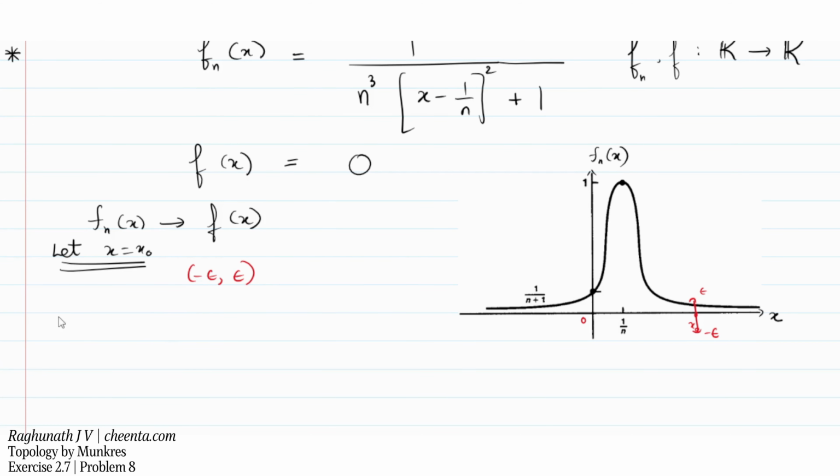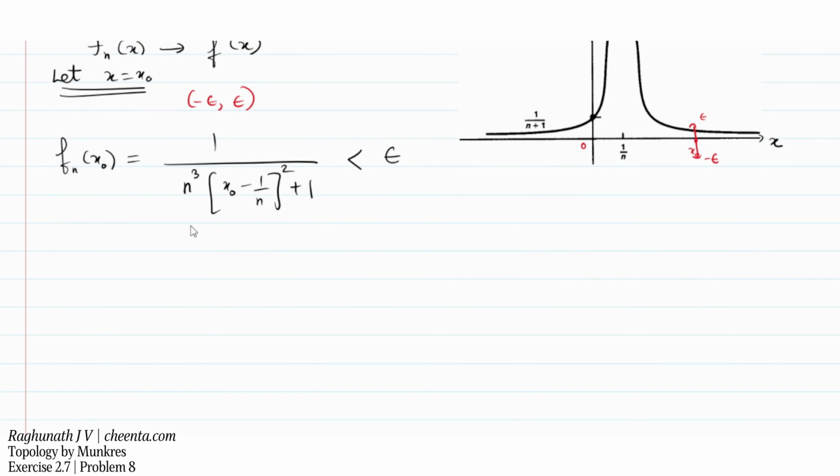Now, what is fn of x naught? It is 1 by n cube into x naught minus 1 by n the whole square plus 1, right? And this is obviously positive, so it is greater than minus epsilon. But I have to find n such that it is less than epsilon. And I have to prove that the capital N value exists. That is easy. Because if you take 1 by epsilon, and epsilon is greater than 0, so it is positive also. 1 by epsilon minus 1 must be greater than n cube into x naught minus 1 by n the whole square.